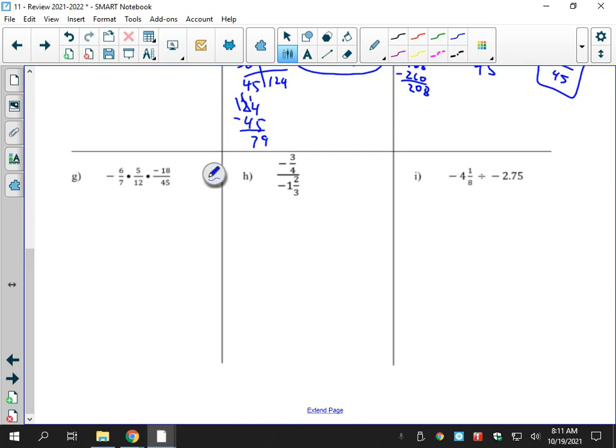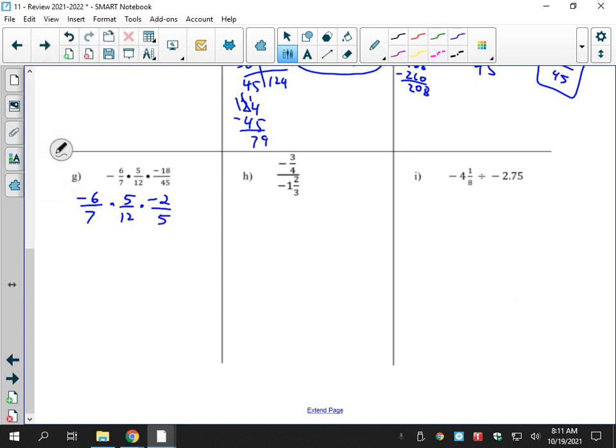Okay. Ooh, finally, some multiplication and division. Good. Right, so I'm thinking cross canceling. I also want to notice 18 over 45, that can reduce. I'm going to reduce it. Negative 6 over 7 times 5 over 12 times negative 2 over 5. Common factor there was 9.